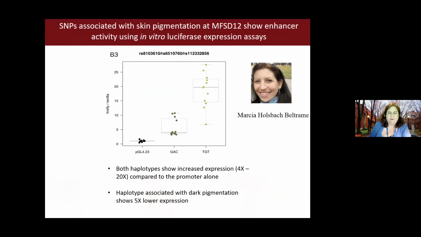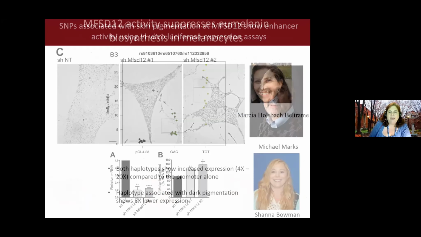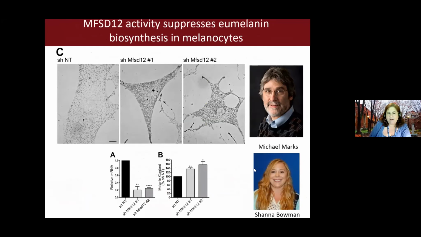Marcia Beltram, a former postdoc in the lab, used luciferase expression assays to show that the upstream region was acting as a very strong enhancer. So it's influencing gene expression. And then our collaborators, Mickey Marks and Shanna Bauman, knocked out this RNA and the protein in mouse melanocytes. And you could see that when they knock it out, you see a decrease. Let me see. No, I'm sorry. You see an increase. So this is the knockout here. You see an increase in the melanin levels, which is similar to what we were seeing in the human data.